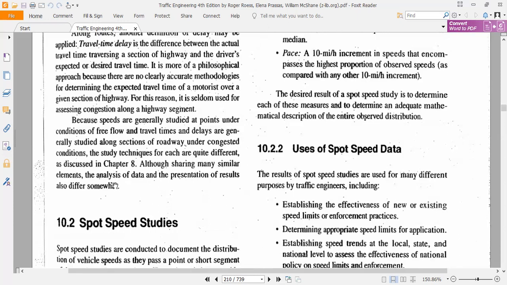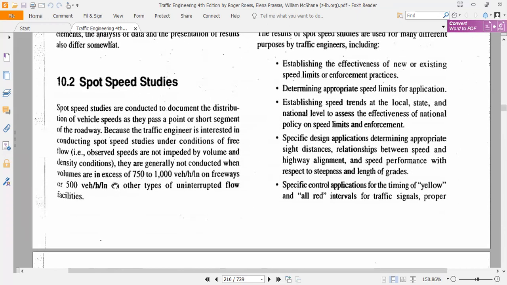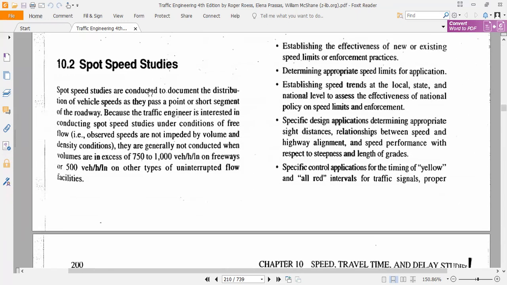Now we will come to spot speed studies. A spot speed study's purpose is to document the distribution of vehicle speeds as they pass a point or short segment of the roadway. The traffic engineer is interested in conducting spot speed studies under conditions of free flow, that is, observed speeds are not impeded by volume and density conditions. You are not exposing the drivers to congestion. You are allowing them to make their own decision to move at their own speed.